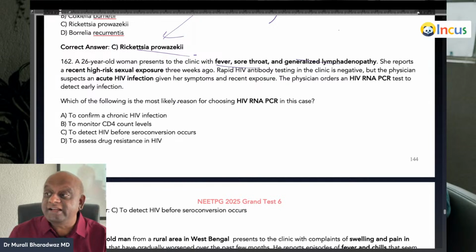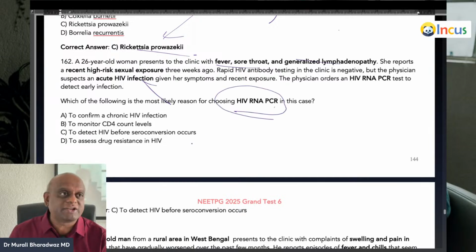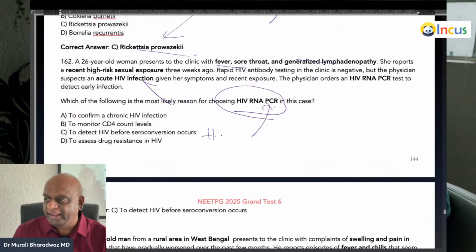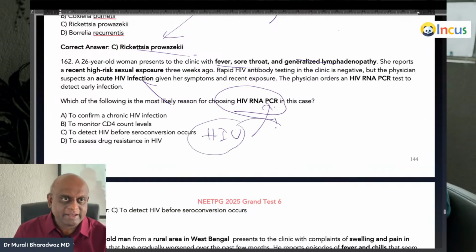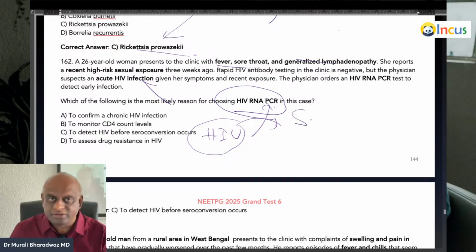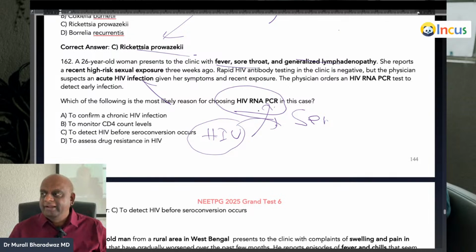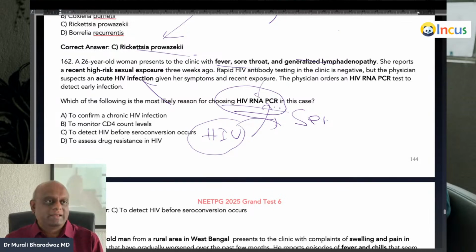Fever, sore throat, generalized lymphadenopathy, acute HIV infection. Why do we do HIV RNA PCR, doctor? See, a HIV guy, even before seroconversion, if you want to detect if he is infected, HIV RNA PCR will be done.